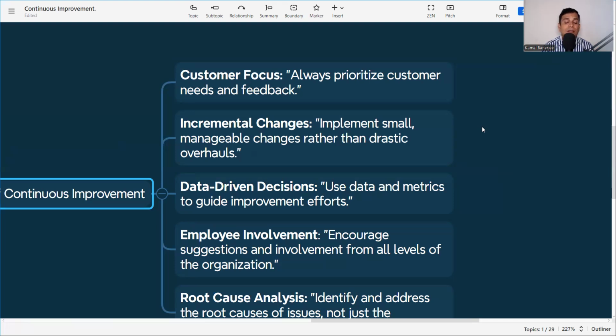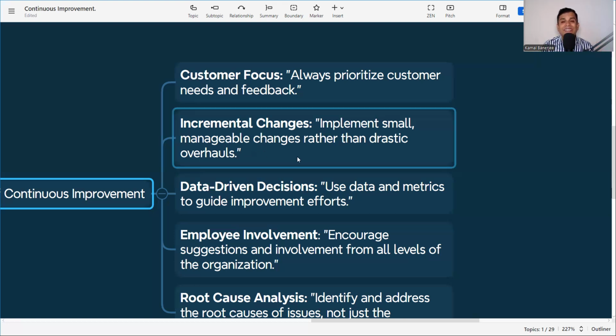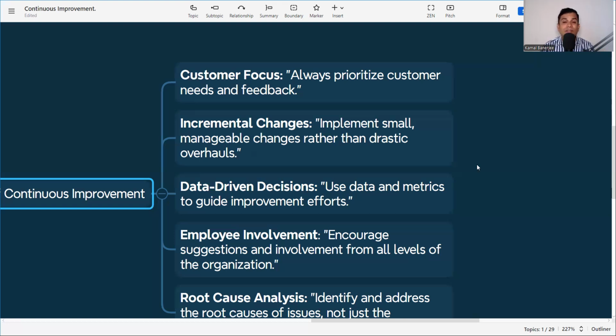Then incremental change, that means we are not changing rapidly. It should be incremental, small changes that will enhance the process. And when the process is enhanced, the quality and waste are all improved. The focus is on implementing more small, manageable changes rather than drastic overhauls. What does it mean? That means we should not change all the processes drastically. We will increment in small ways, so that whoever is involved in the process will get the time to absorb the new process, become more familiar in small steps, the process will be refined, and the quality will be enhanced. So there will be incremental change rather than drastic change.